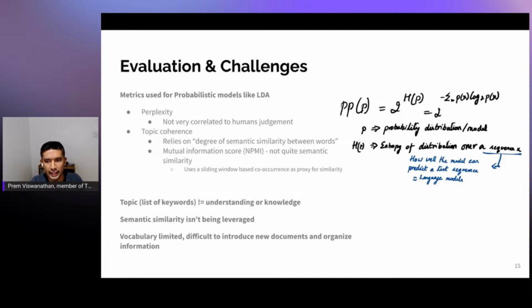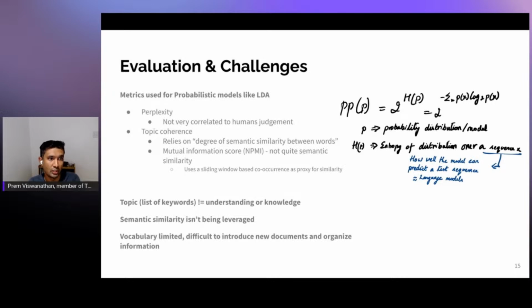And a slightly better metric is topic coherence, where it relies on degrees of semantic similarity between words. However, when we say semantic similarity within that, it's more about co-occurrence of tokens and not semantic similarity, more like synonyms or what you're more used to in today's world with BERT and so on. So it's still a co-occurrence-based information score that gets used.